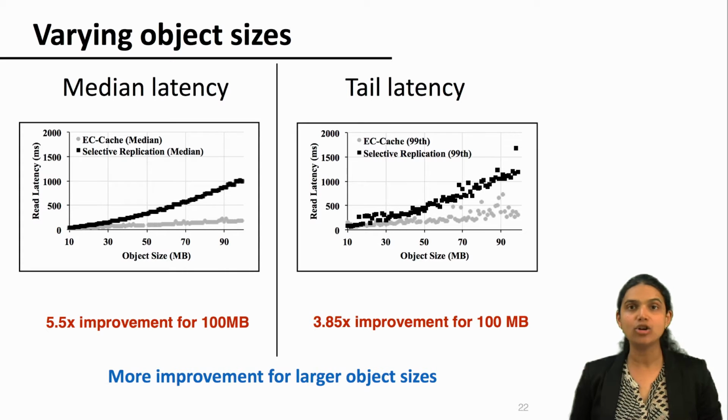Now let us look at varying object sizes that are shown on the x-axis of these two plots. We observe EC cache providing significant gains in terms of median latency as shown on the left as well as in terms of tail latency as shown on the right. The gains provided by EC cache increase as object sizes increase. For instance, for 100 megabyte object sizes, EC cache provides more than 5-fold reduction in median latency and more than 3-fold reduction in tail latency.